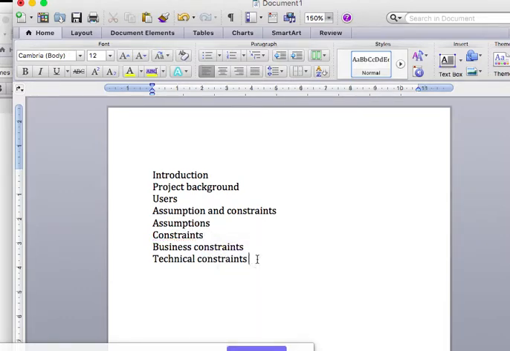Okay, then for example you want to write business requirement, then business requirement 1, business requirement 2, okay, then 3, okay, then you may want to add the glossary. Okay, so this is the document you have prepared.